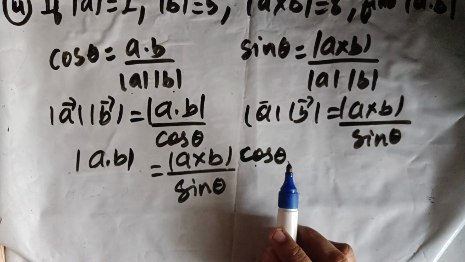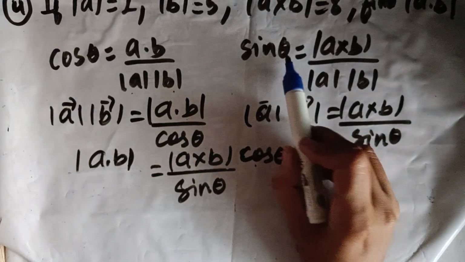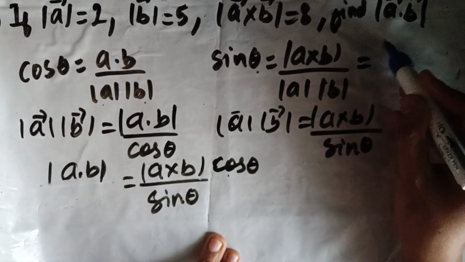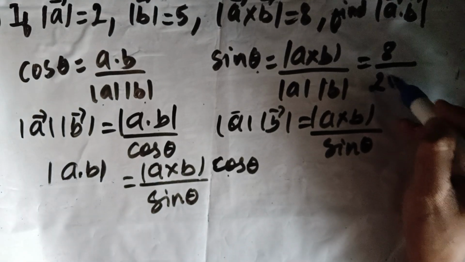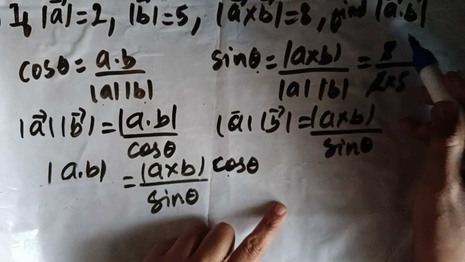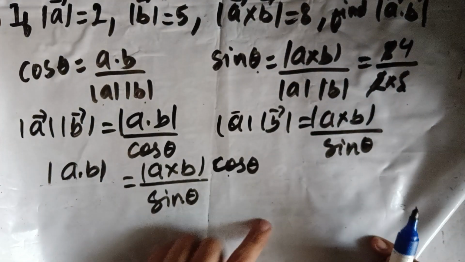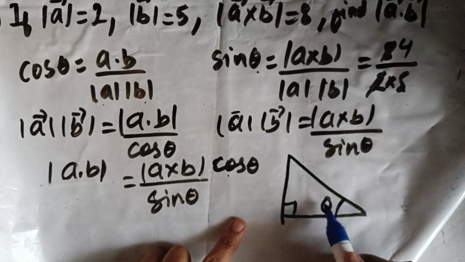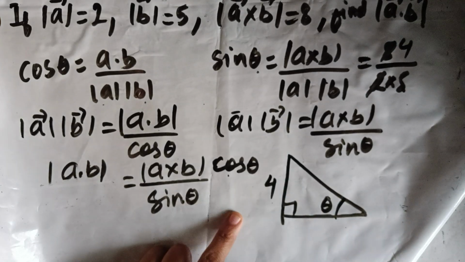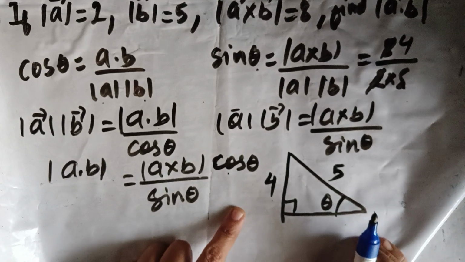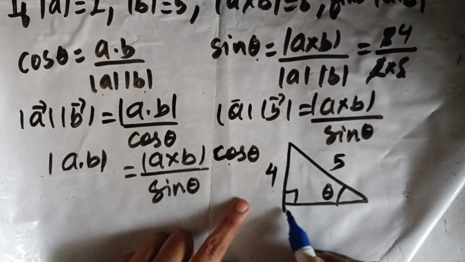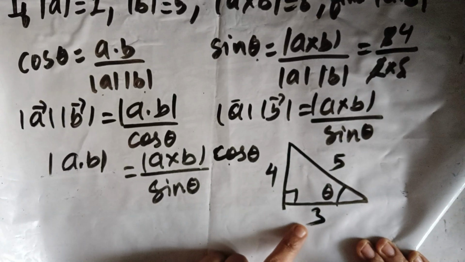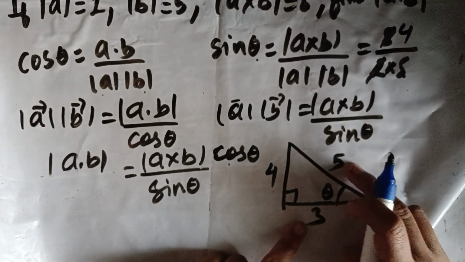Okay, now we can find our sin theta value using this. Because this is given 8 upon 2 into 5, which is 10, right? So we can write here 4 by 5. So sin theta using the triangle method is 4 upon 5. So opposite upon hypotenuse. So this is a Pythagorean triplet. So this value is 3. Okay. So cos theta is what? Cos theta is 3 upon 5.